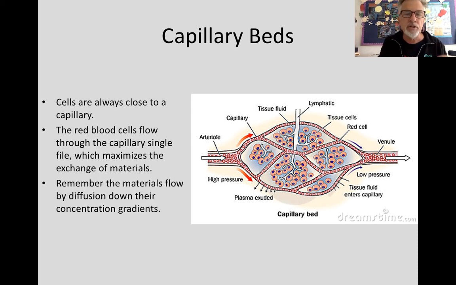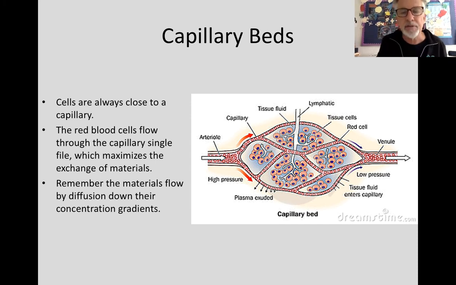Remember that materials flow either into or out of the blood by diffusion down their concentration gradients. So oxygen is in low concentration inside the cells, in high concentration inside the blood, so it flows towards the cells. The opposite is true for carbon dioxide.